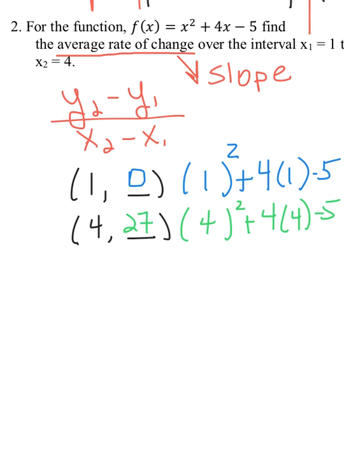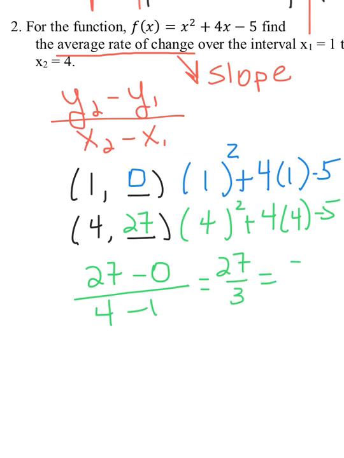Now I'm ready to do my slope formula because I have my y values now that I need, and I have my 2 x values they gave me. So I'm going to start with the y's, 27 minus 0 over 4 minus 1. So what I end up with is 27 over 3, which equals 9. So my average rate of change is 9.